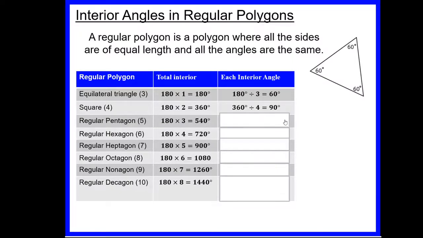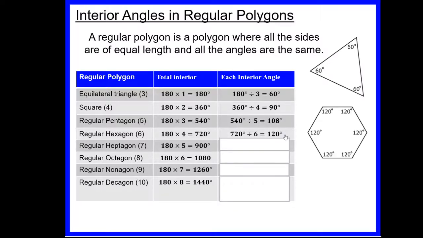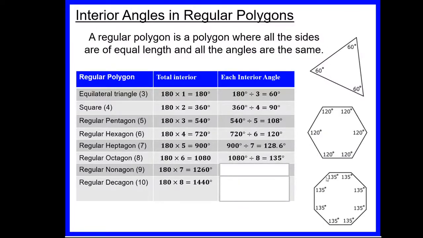The pentagon, 540 divided by 5 sides, 108 degrees. Our hexagon, 720 divided by 6 sides is 120, so each corner exactly the same size. Our heptagon is a bit more difficult. It does give us a decimal answer, so rounded to one decimal place, 128.6 degrees. The octagon, 135. Nonagon, 140.